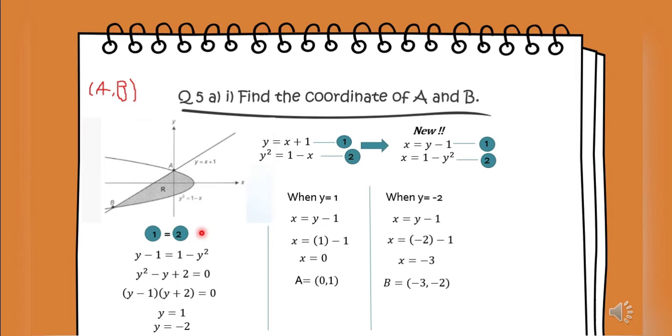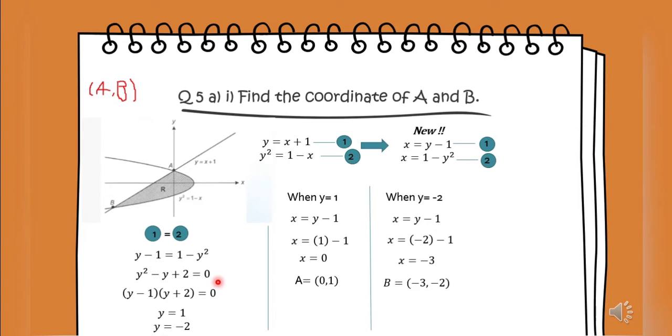But before that, make x the subject. Just switch the position of x and y so that x is the subject. Replace the equation, the first equation, which is y minus 1 equals 1 minus y squared. Then change position and make this equation equal to 0.